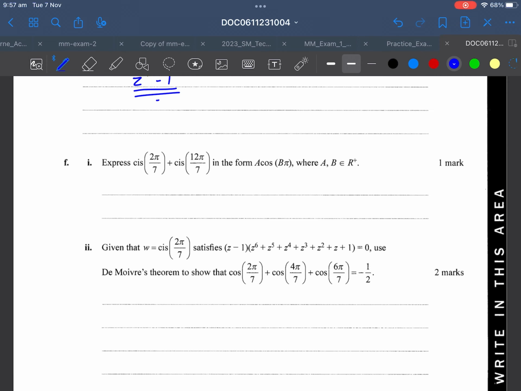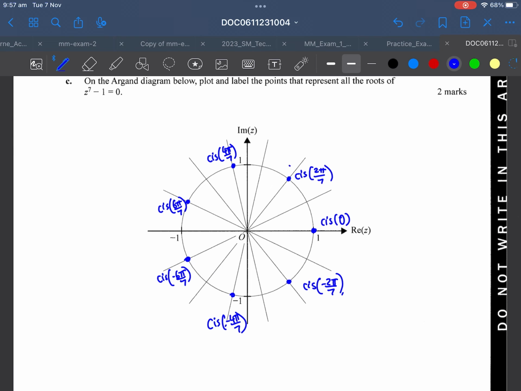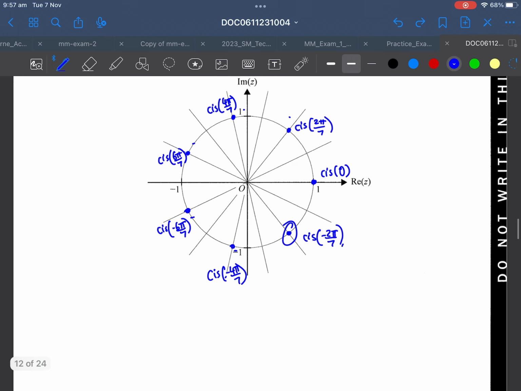Express cis 2 pi on 7 plus cis 12 pi on 7 in the form of a cosine b pi. Okay, so I guess we can expand them first. So cosine of 2 pi on 7 plus i sine 2 pi on 7. Now cis 12 pi on 7 is kind of out of the argument domain. So let's see where that exactly is. So this is 0, 2 pi, 4 pi, 6 pi, 8 pi, 10 pi, 12 pi. So this is the 12 pi mark over here. So that means 12 pi on 7 is equal to cis negative 2 pi on 7.